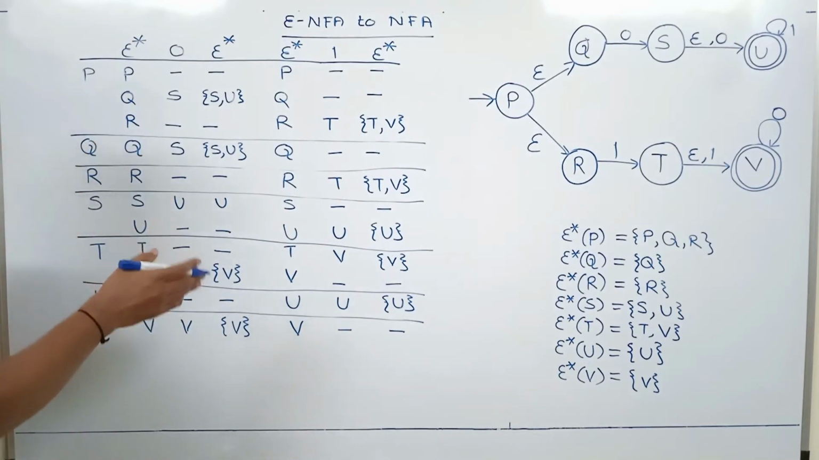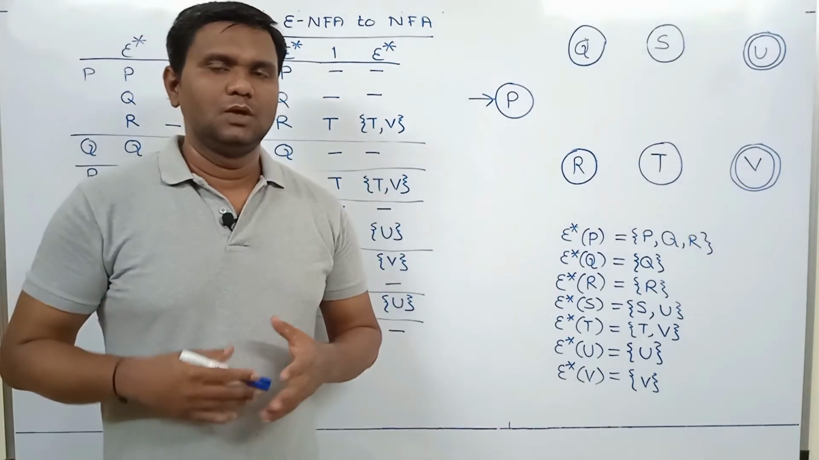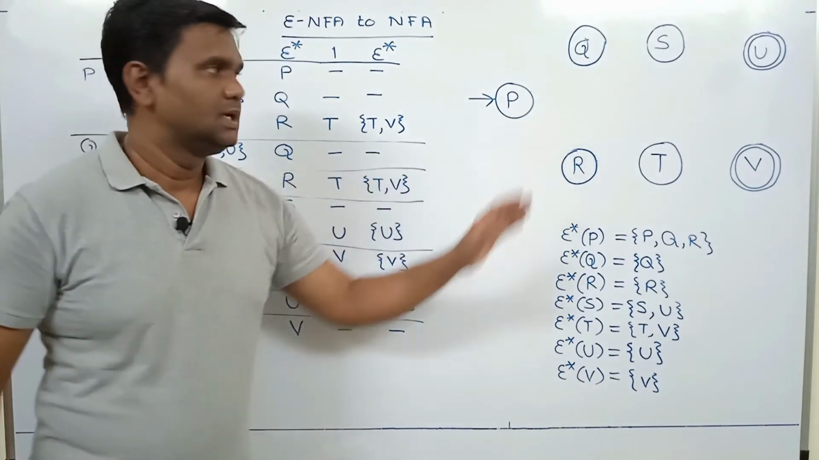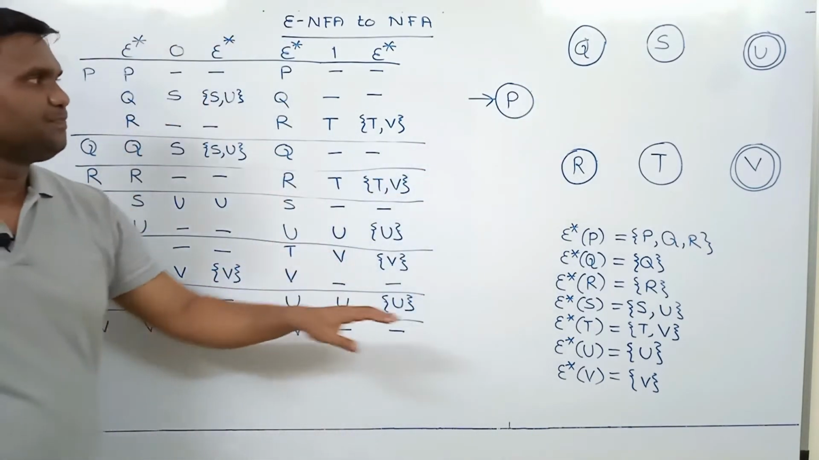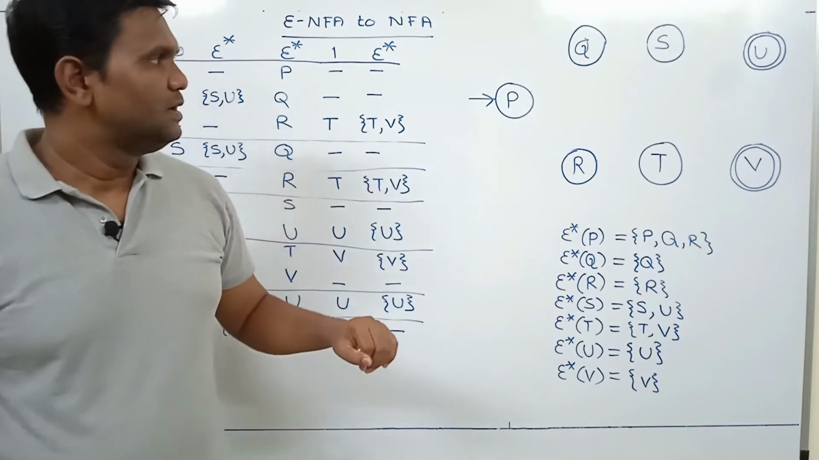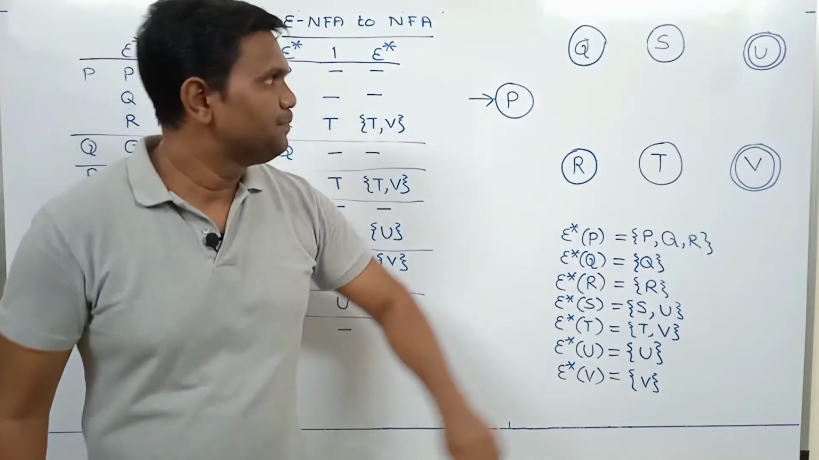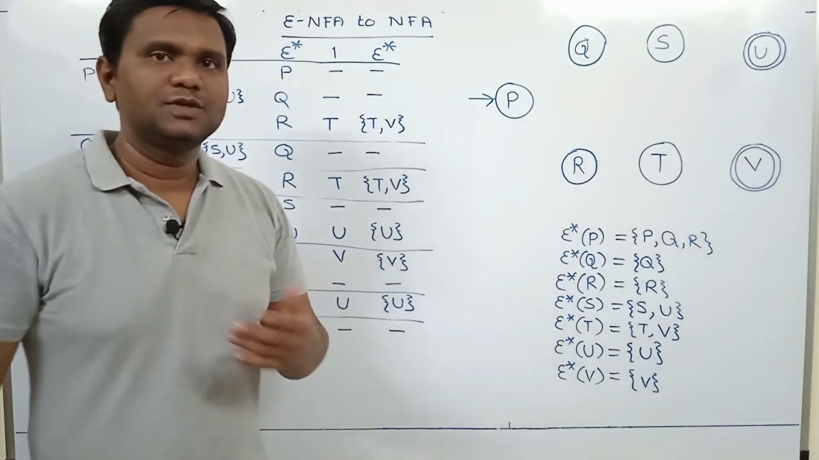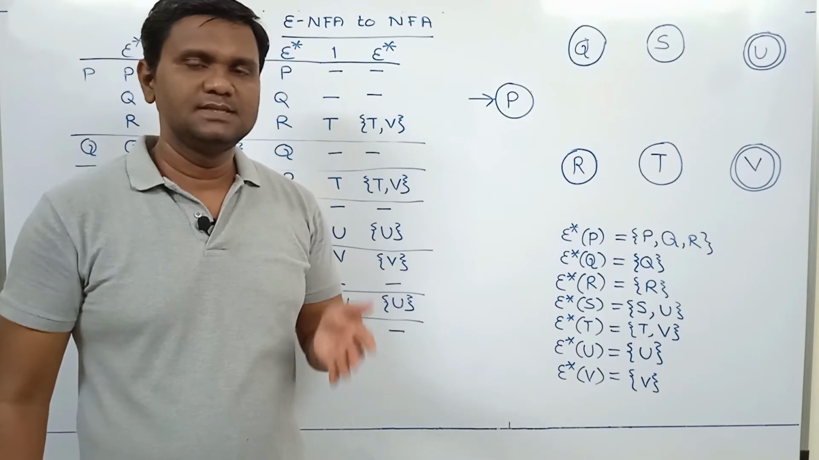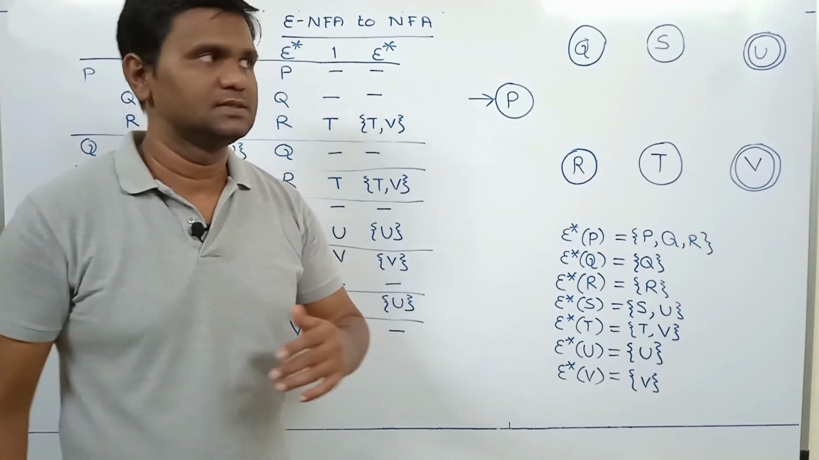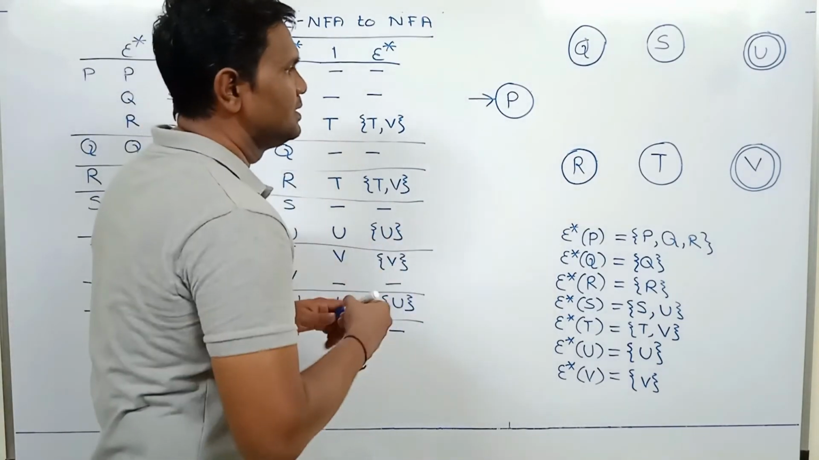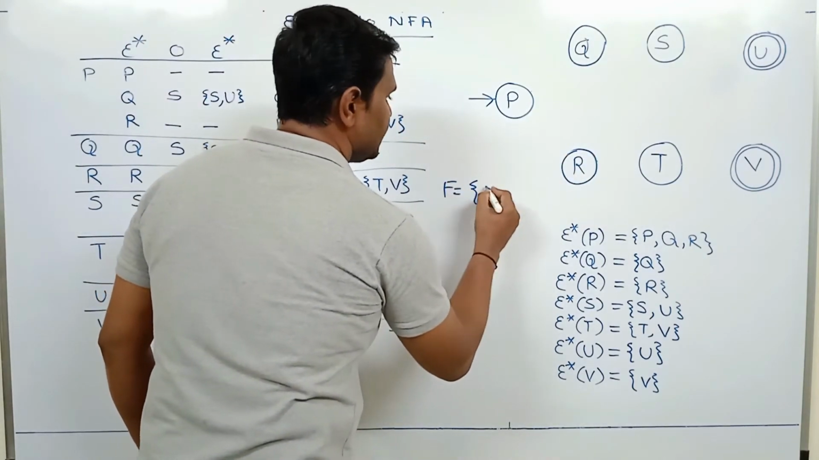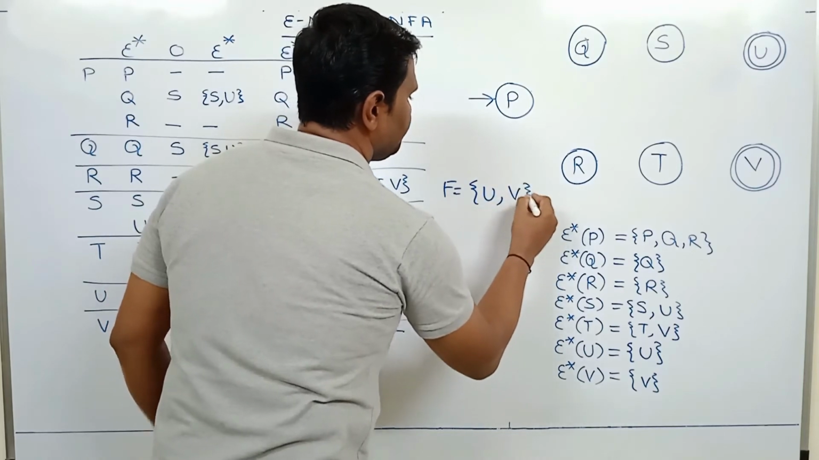Now we will draw transition diagram. Now when we convert epsilon NFA to NFA, the states remain the same. We have to calculate transitions. Initial state remains the same. We have to calculate final states. Existing final states, they also remain final state. But in addition to that, we have to calculate final states considering epsilon closure and epsilon transitions. So first we will draw the transitions. In given epsilon NFA, final states contain state U and V.